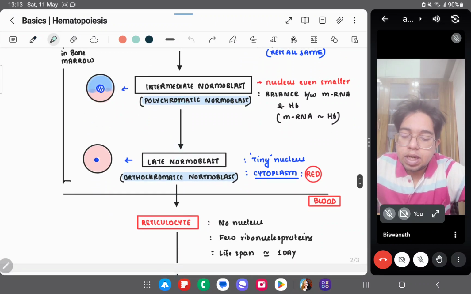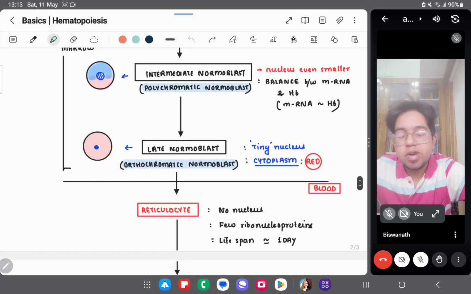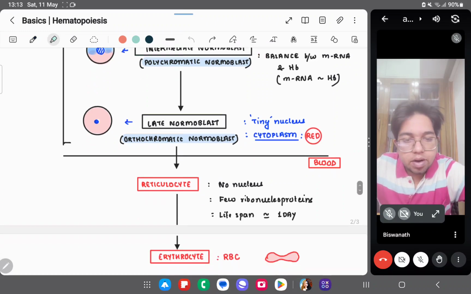Then afterwards, intermediate to late normoblast. Late normoblast is called orthochromatic. Orthochromatic means completely red. So the nucleus is very, very tiny, a dot nucleus you can say, and the cytoplasm is red.